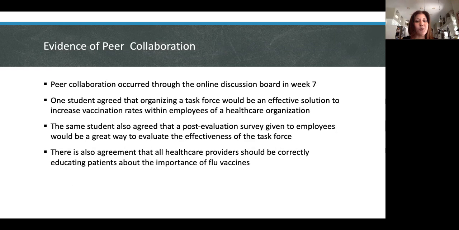The same student also agreed that a post-evaluation survey given to the employees would be great to determine whether this task force and this way of disseminating the information was more effective, or whether it influenced their decision making at all. There was also agreement that all healthcare providers should be correctly educated about influenza, and once they have that information, they should be educating their patients correctly about the influenza vaccine and dispelling incorrect myths or beliefs.